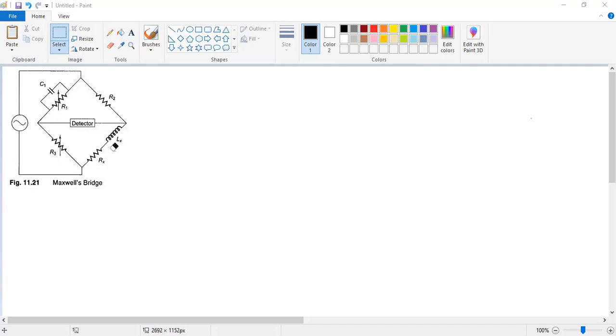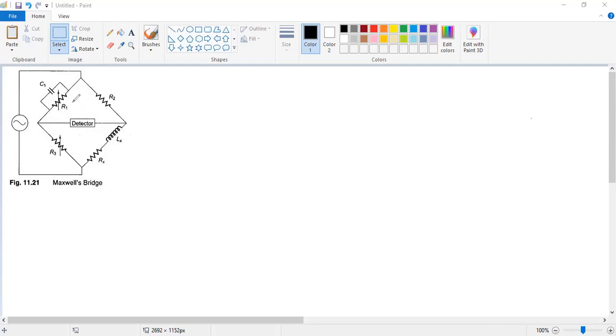Okay, so here this is the unknown inductance, and with this unknown inductance there is also an unknown resistance, because all inductances have some resistance also. So this is the unknown resistance given here, that is Rx. This resistance comes from the unknown inductance.